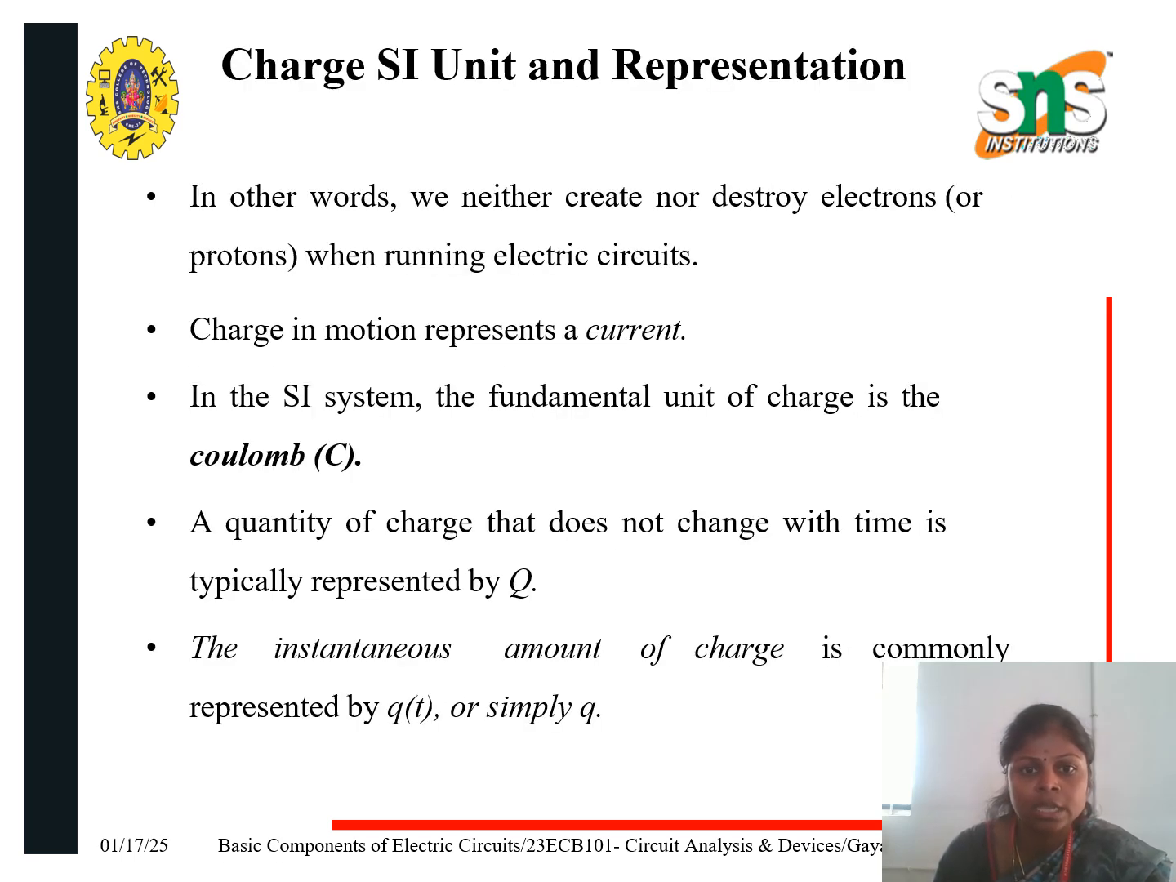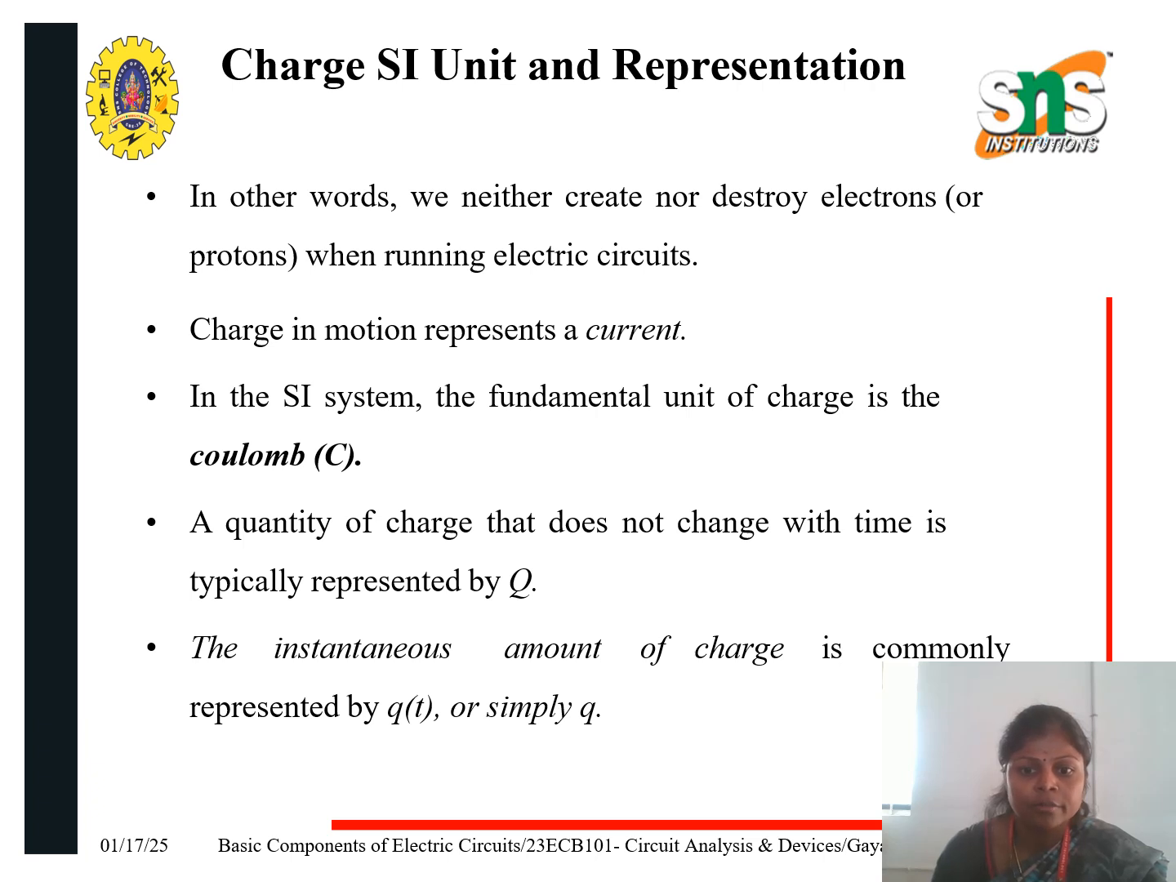The charge, its SI unit and representation. In other words, charges can be neither created nor destroyed when electrons or protons run through the electric circuits. The charge in motion represents the current. The SI unit of charge is the coulomb, which is represented as C. The quantity of charge that does not change with time is typically represented by Q.